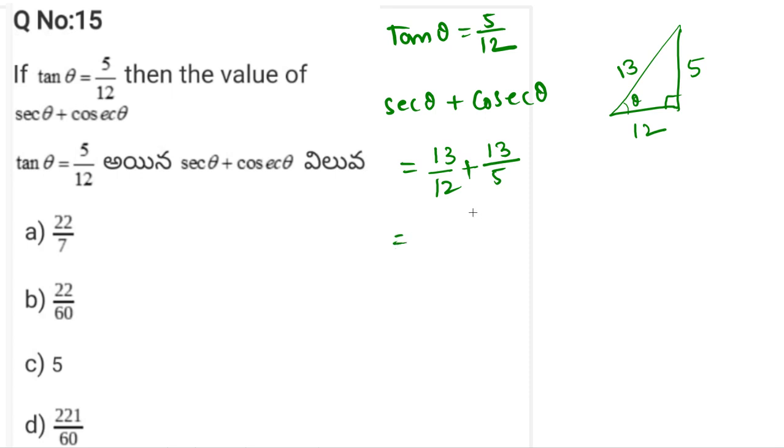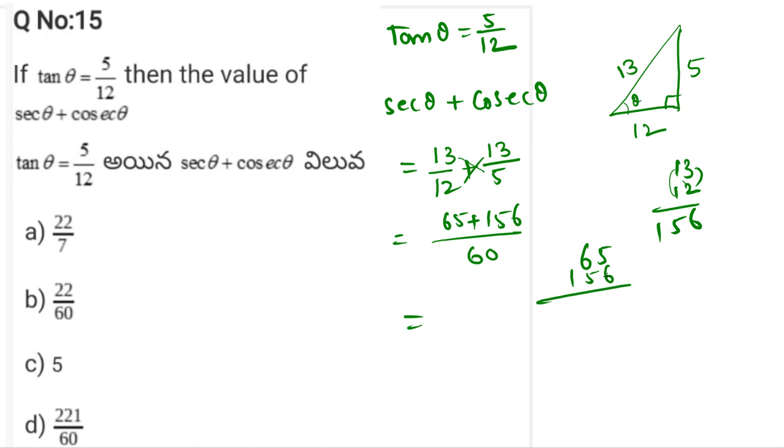Now this is equal to, take the LCM, 12 times 5 is 60. So do cross multiplication: 13 times 5 is 65, plus 13 times 12. 13 times 12 is 156. If we add 65 and 156, we get 221. So this is equal to 221 by 60.